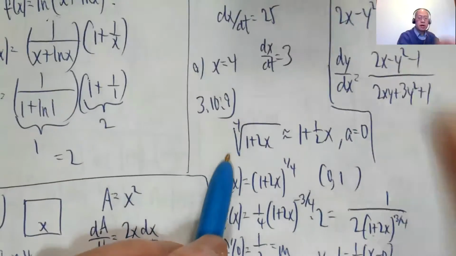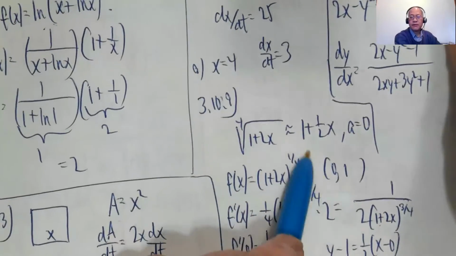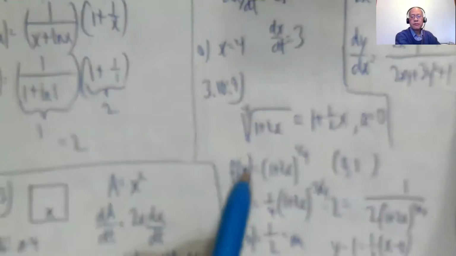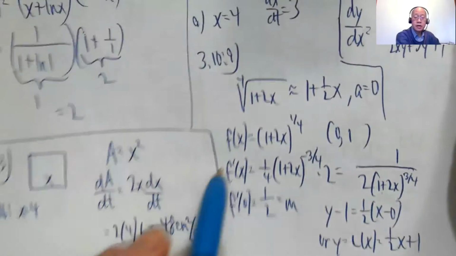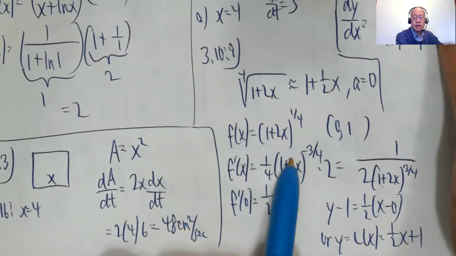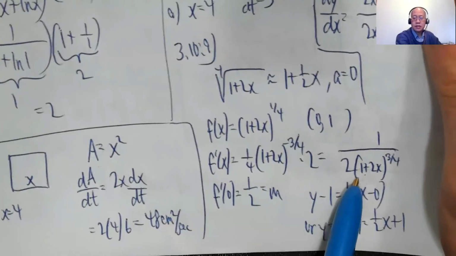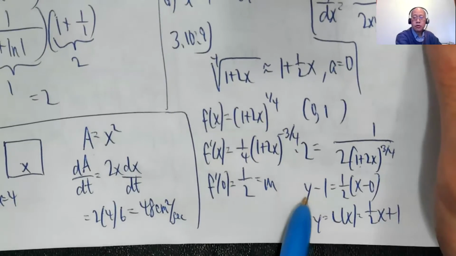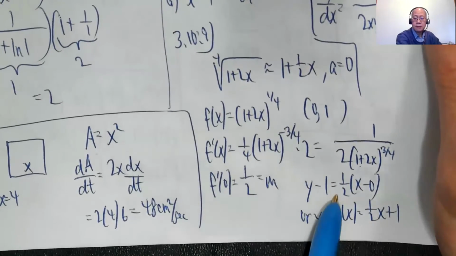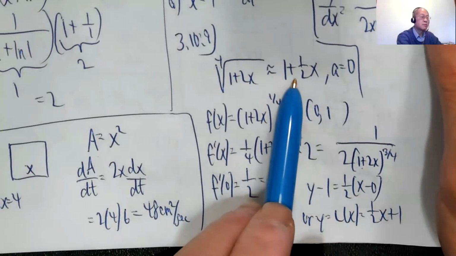Okay, 3.10, number 9, show that the fourth root of 1 plus 2x is approximately 1 plus half x at a equals 0. This is 1 plus 2x to the 1/4 power at the point 0, 1. The derivative is 1/4, 1 plus 2x to the negative 3/4 times 2. 2 times the fourth is a half. 1 plus 2x to the 3/4, plug in 0. That's 1 over 2. So y minus y1 equals m times x minus x1, or y equals L of x is 1/2 x plus 1, which is the same thing as this.